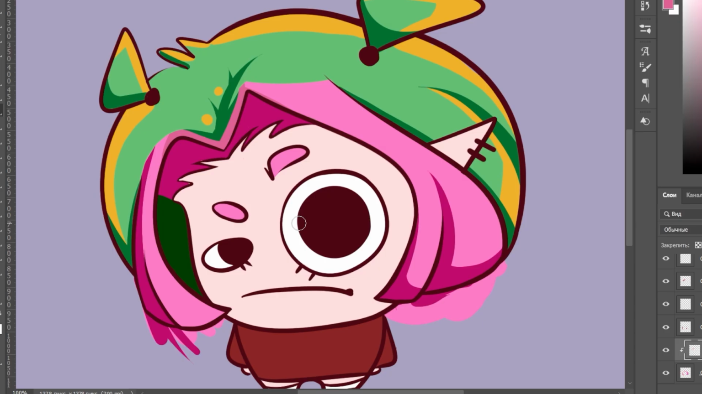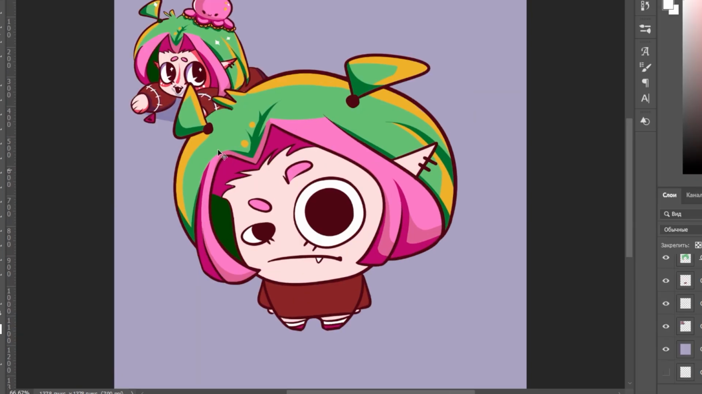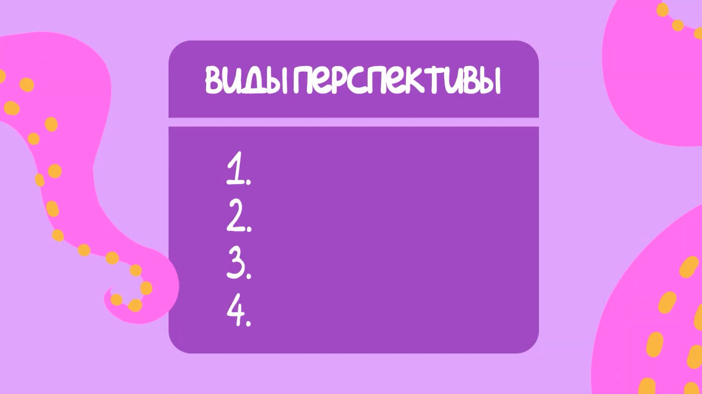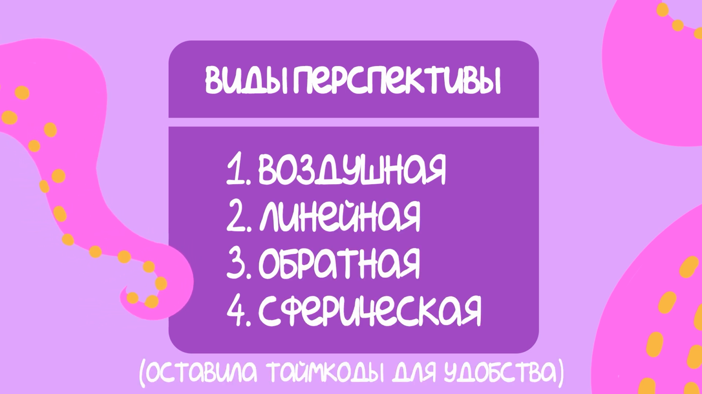Hey everyone, today I want to dive into a really interesting and important topic, perspective in drawing. Perspective gives depth and volume to your drawings. Once you understand and use it, your work automatically steps up to the next level. I'll be talking about four main types of perspective: aerial, linear, reverse linear, and spherical.